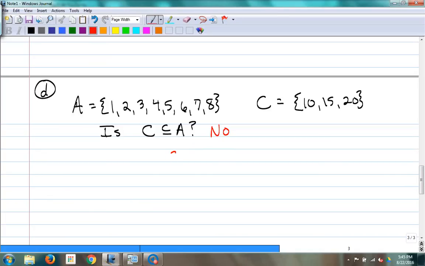So to say that mathematically, C is not a subset of A. You write the subset symbol and then slash it. That says C is not a subset of A.